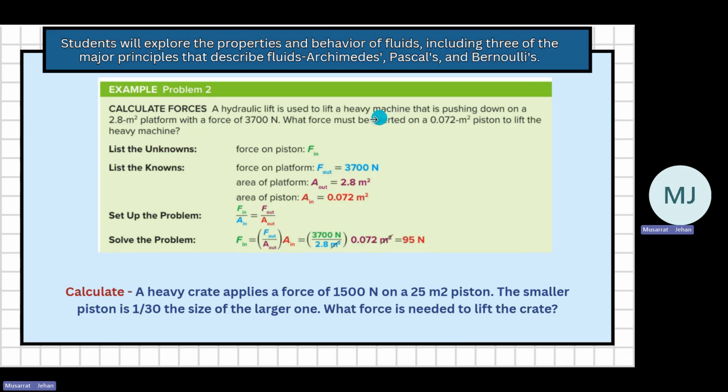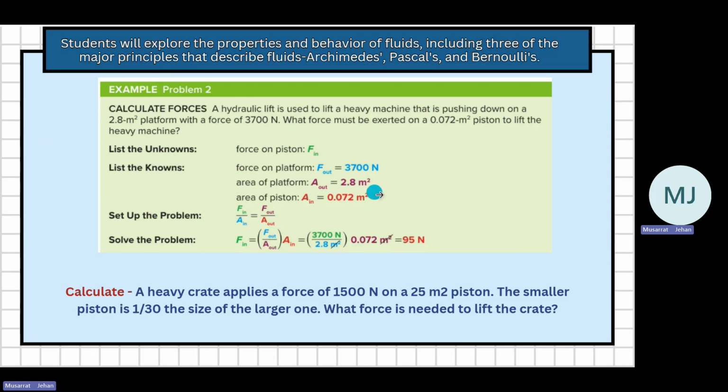So the heavy machine is pushing down and you have to lift it. With the force, this is the 3000 cm². This is the force of the heavy machine. That means this is the output, and this is the output area. What force must be exerted on this piston, which has this area, to lift the heavy machine? You have to find the force in.